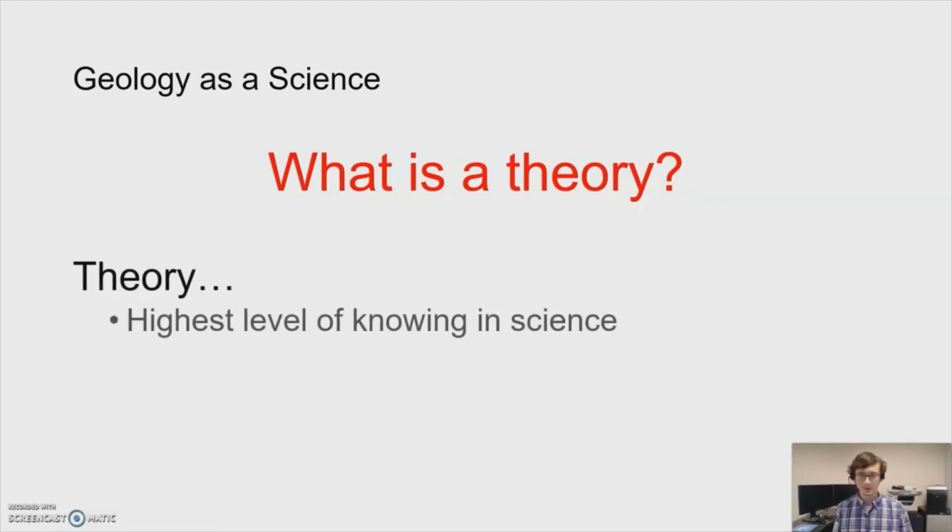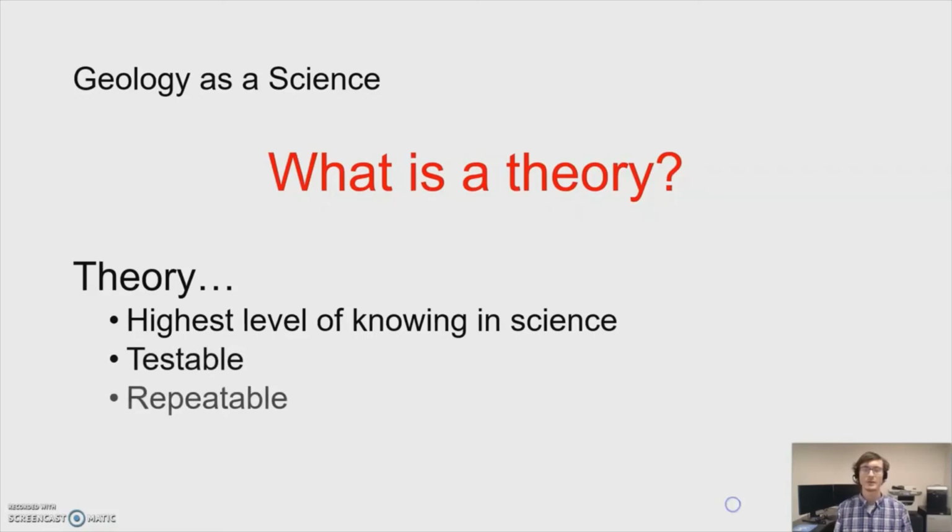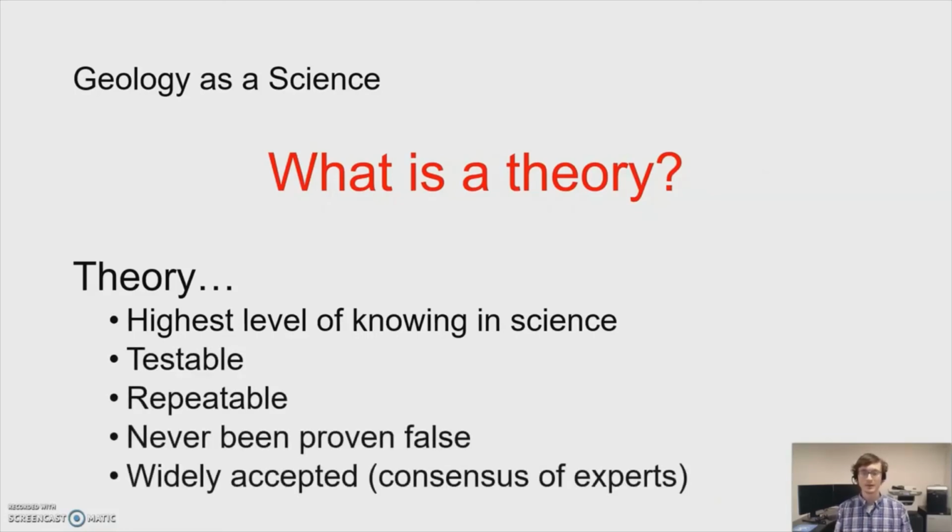In the context of science, a theory means the highest level of knowledge. This is something that we are so confident about that people will risk their lives on this being true, and we can use this as a foundation for further knowledge. It is that solid. It is something which is testable and repeatable and which has never been falsified. And finally, it's something that represents the scientific consensus on an issue. The consensus of experts will always outweigh the individual opinion of one expert.